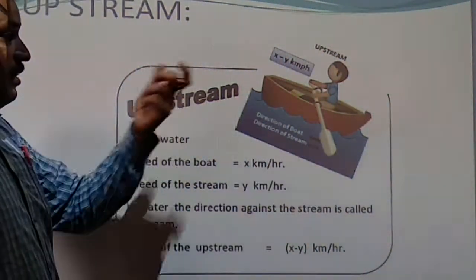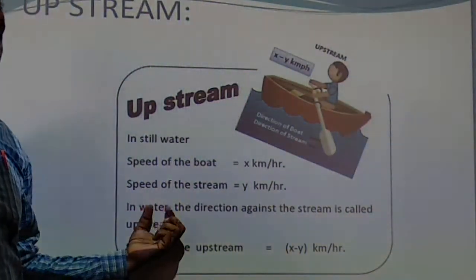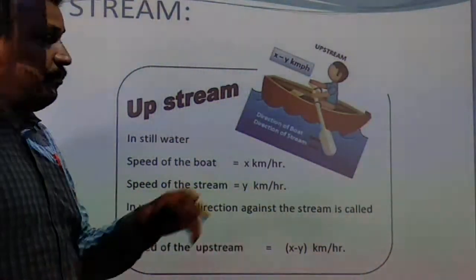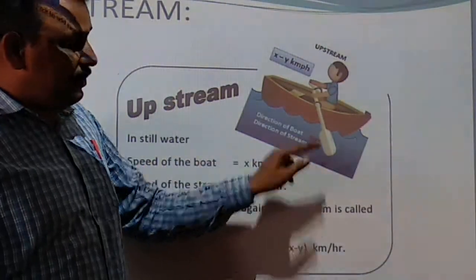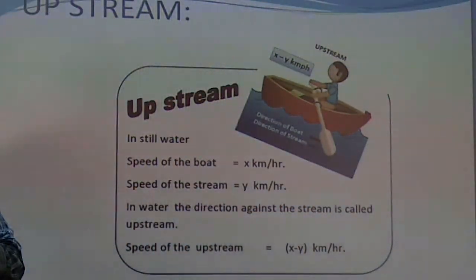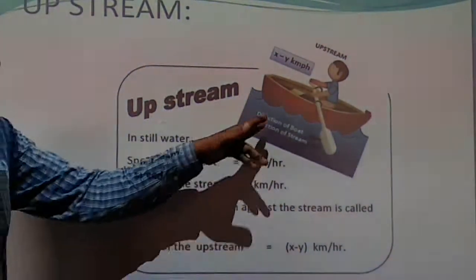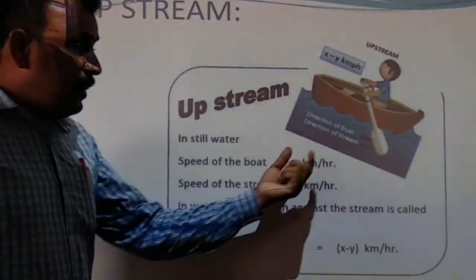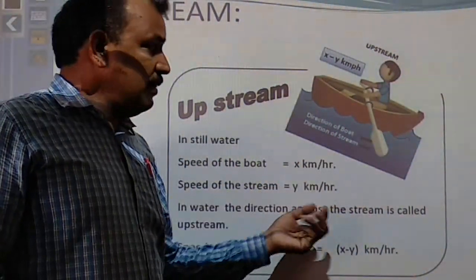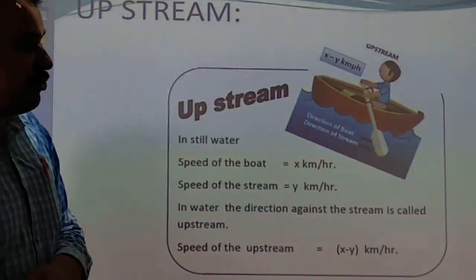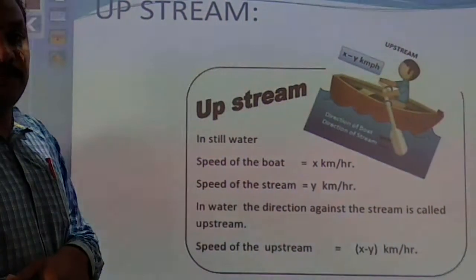Then what is the definition of upstream? In water, the direction of the boat against the stream is called upstream. In this case, the direction of the boat is against the stream. That is called upstream.